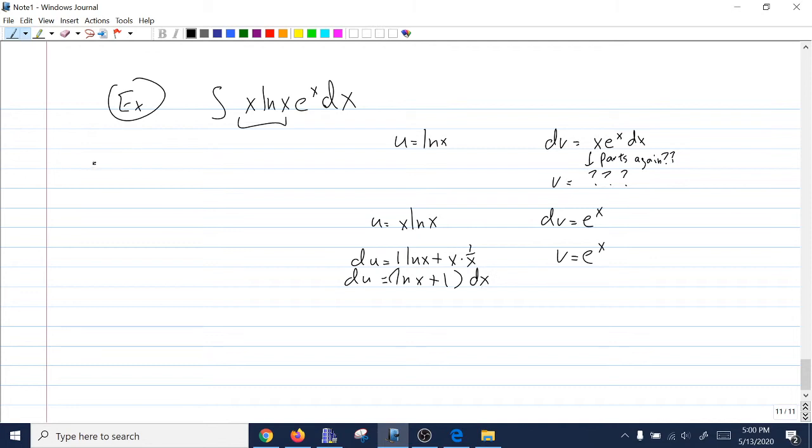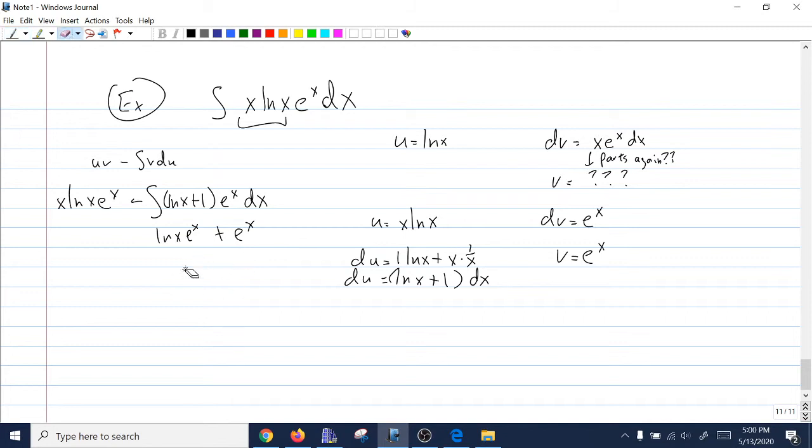Okay, so I want uv minus the integral of v du. What is that? uv is x log x e to the x minus the integral of v du. That's natural log x plus 1 times e to the x dx. Should I split this up into two? I can write that as log x e to the x plus e to the x. Pull this one out because I know how to do that integral. I'm still left wondering how to do that.